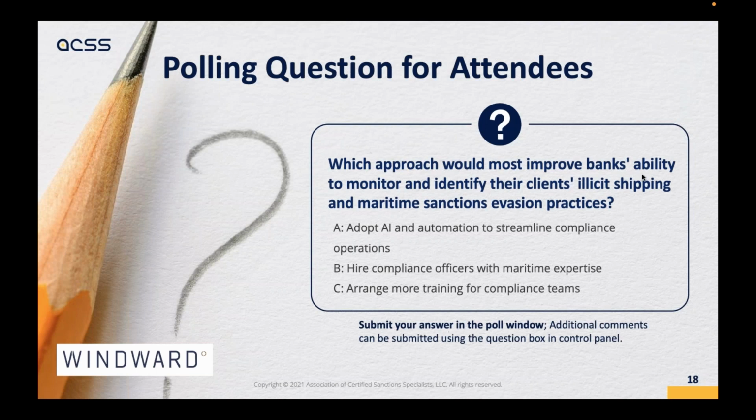Question for the audience: which approach would you believe most improves banks' ability to monitor and identify their clients' illicit shipping and maritime sanctions evasion practices? Is it A, to adopt AI and automation to streamline compliance operations? Do you think it's B, hire compliance officers with maritime expertise? Or do you think it's C, arranging more training for compliance teams? We can open the poll right now and we'll give it a minute for everybody to answer.